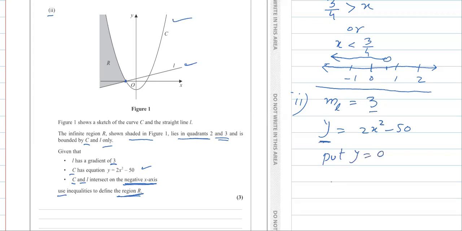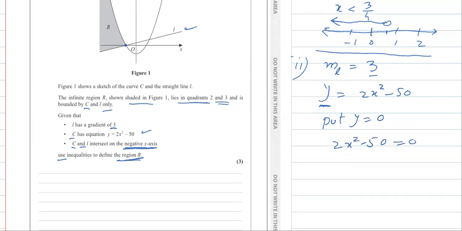Put y is equal to 0, you will get 2x square minus 50 equal to 0. And from here, I will have 2x square equal to 50, and then x square will be equal to 50 over 2, that is 25. So take the square root on both sides, x will be plus minus 5. But clearly, the question is saying that the line and the curve cut the x-axis on the negative x-axis.